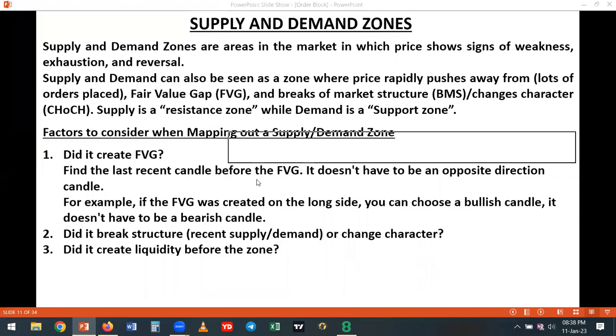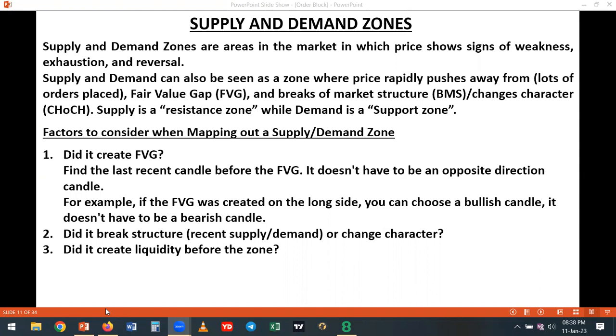Supply and demand zone. Supply and demand zones are the same thing as your order block. It is just English. It is also the same thing as your regular support and resistance. Now, let's do this.